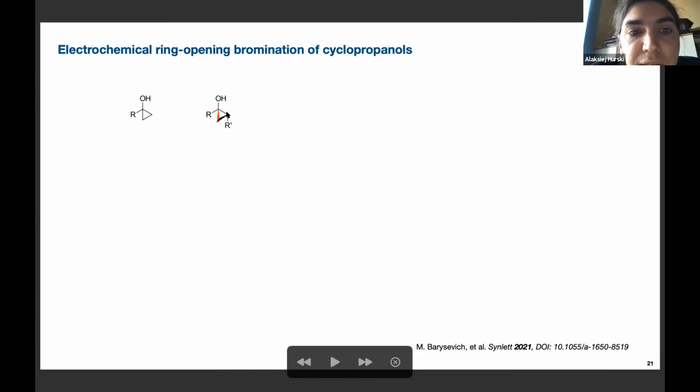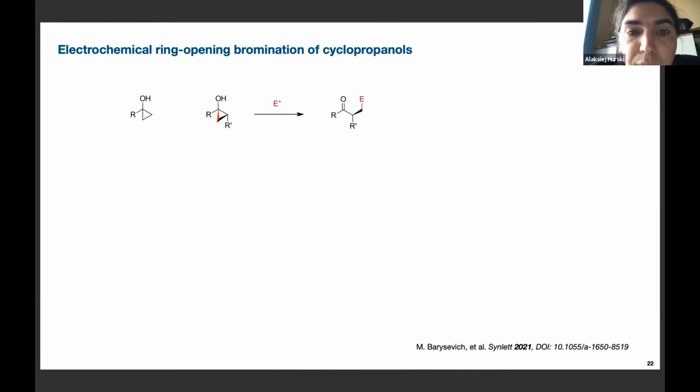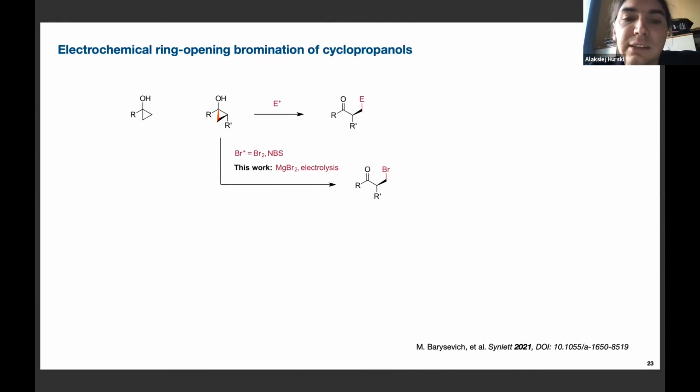And moreover, this molecule is chiral. It contains two stereocenters, and it can react with electrophiles. This reaction proceeds with cleavage of the red bond. And what's interesting about this reaction is that the stereocenter which was in the cyclopropanol stays in the molecule. It does not undergo destruction.